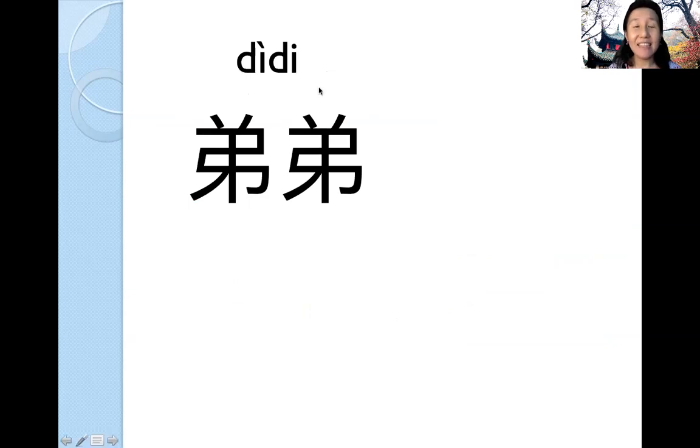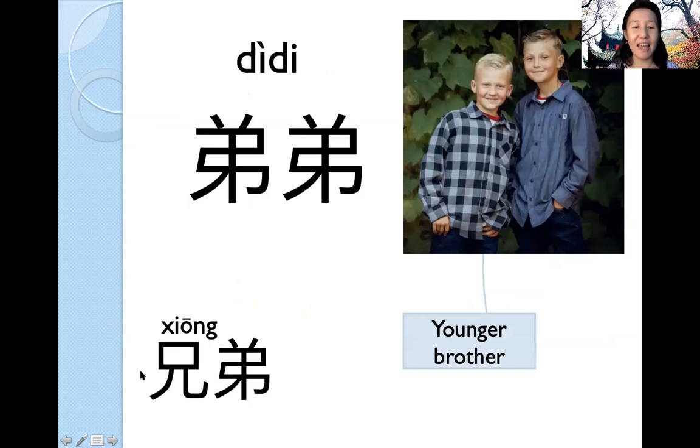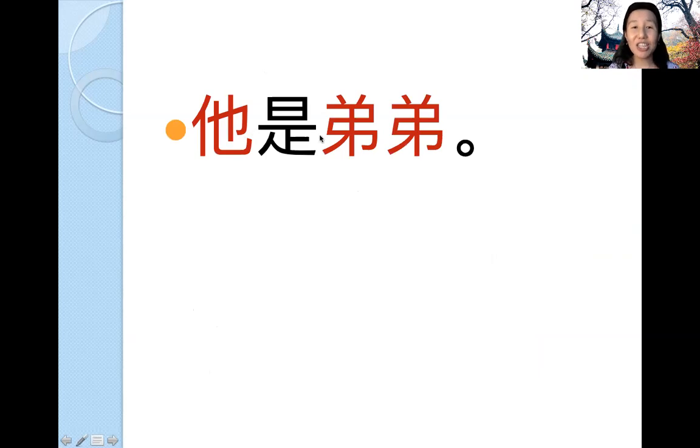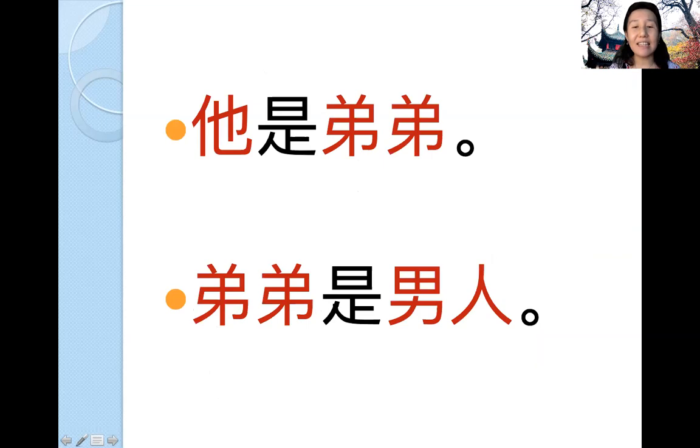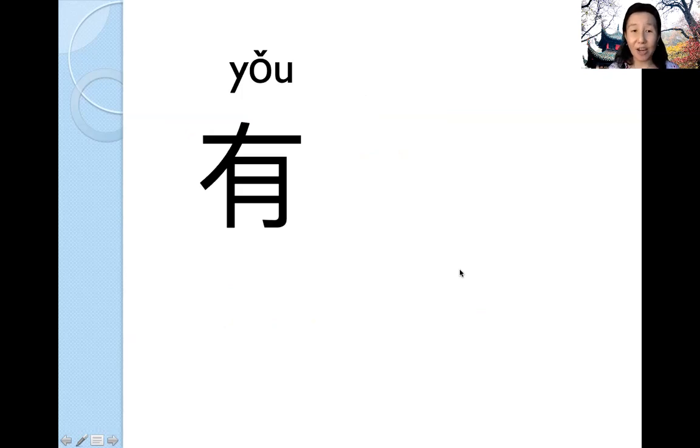弟弟. So it means younger brother. And then when we want to say brothers, again, we're combining older brother and younger brother. But when we say brothers, we don't say 哥弟, we say 兄弟, meaning brothers. And 兄 also means older brother, and it's often used in more formal written Chinese, and that has been derived from history and has been used for many years. 他是弟弟. 弟弟是男人. 有, that's a verb, means to have or to exist.